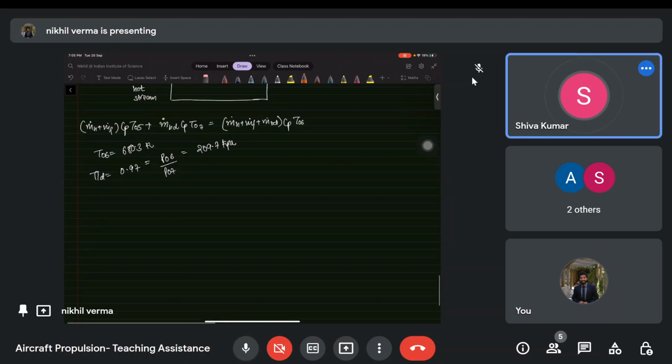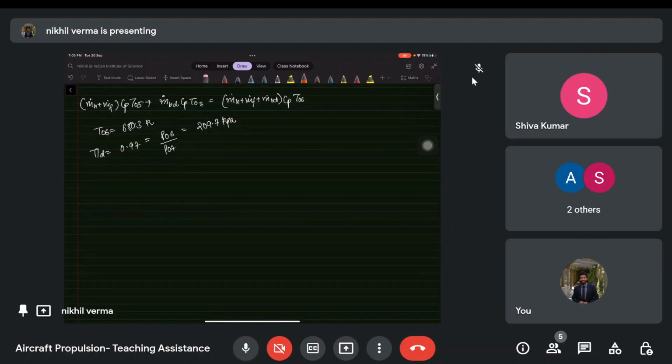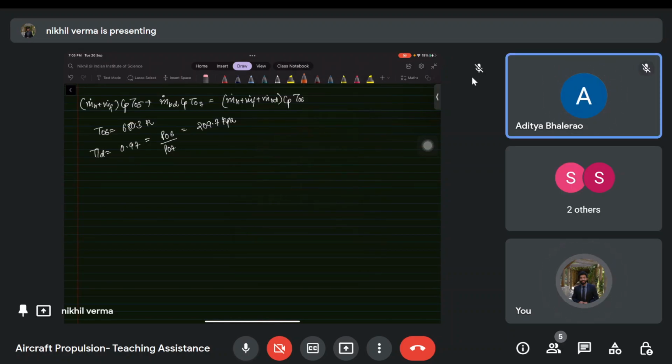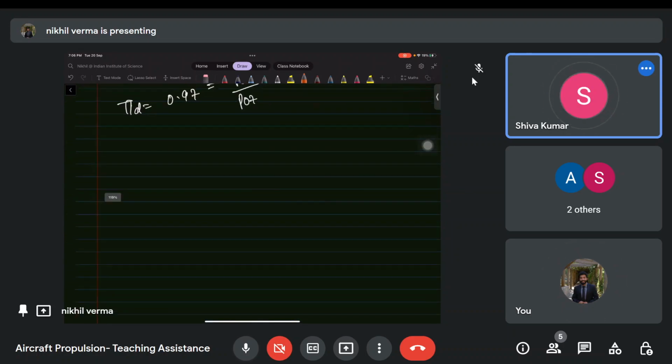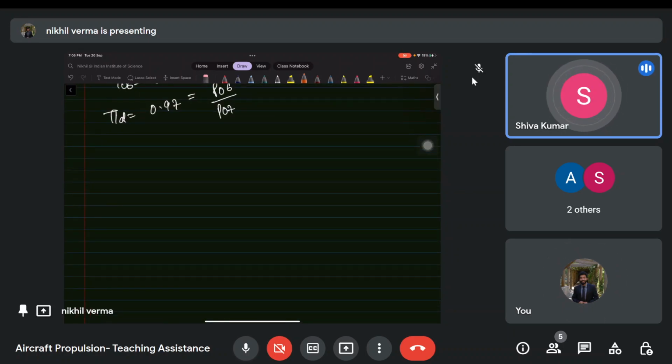Okay. Just one doubt. The other person was asking. Sir, the mixing reduces the temperature, right? If the temperature reduces, then the velocity will reduce, means the final hot jet velocity, and the thrust will reduce. So why do we mix it, sir?